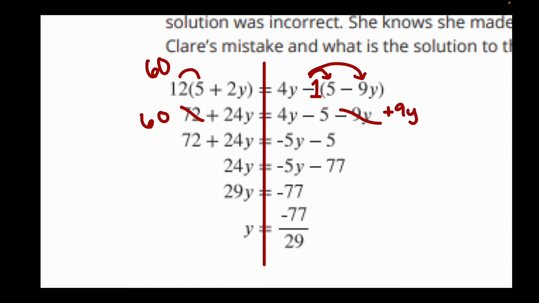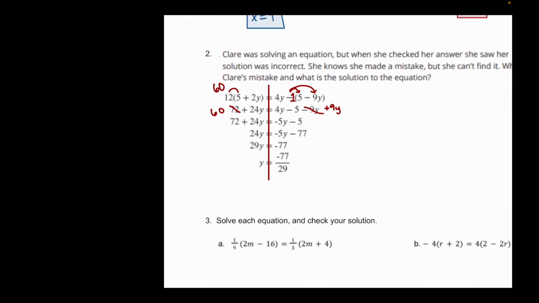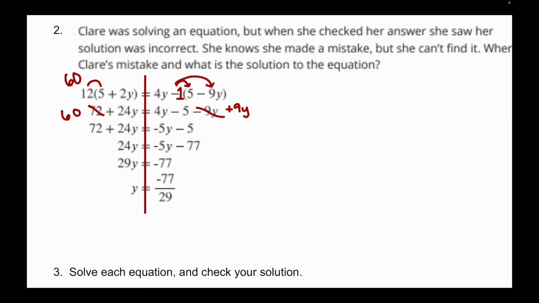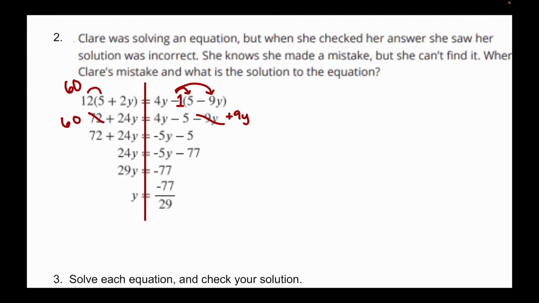So she was supposed to multiply 12 times 5 is 60, and 12 times 6 is 72. And then her negative didn't get multiplied with her -9y. So right away from the get-go, I see some mistakes. So let's not keep going. Let's actually just revise and fix up Claire's problem.